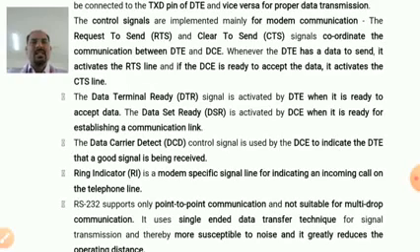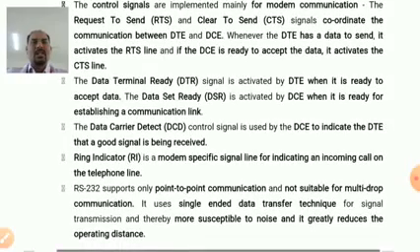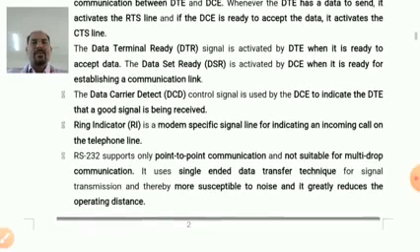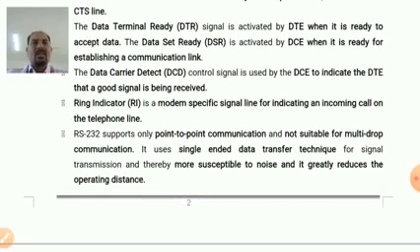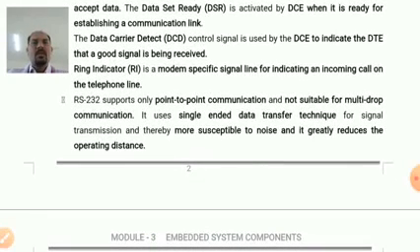When the DTE has to send data, it activates the RTS line. If the DCE is ready to accept the data, it activates the CTS line. The data terminal ready signal is activated by the DTE when it is ready to accept the data. Data set ready is activated by the DCE when it is ready for establishing a communication link. The data carrier detect control signal is used by the DCE to indicate to the DTE that a good signal has been received. Ring indicator is the modem-specific signal line used for indicating an incoming call on the telephone line.